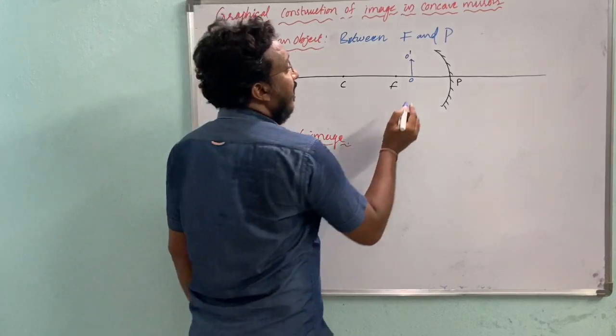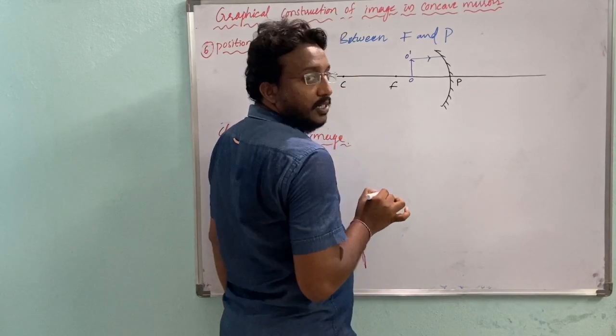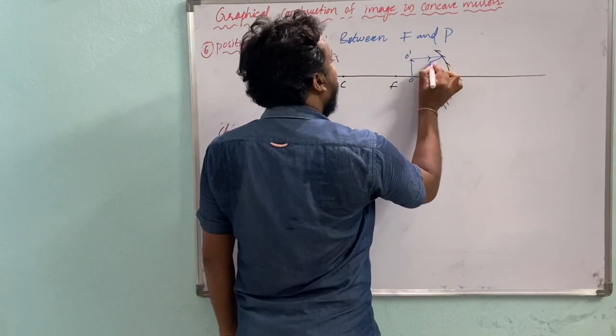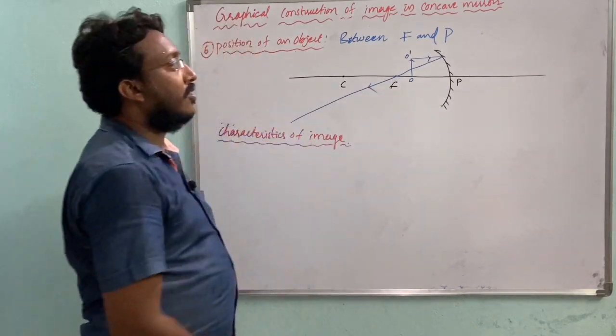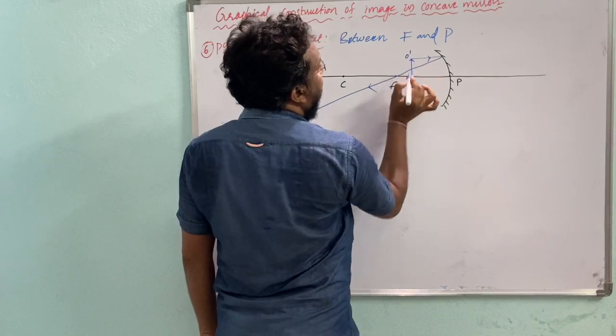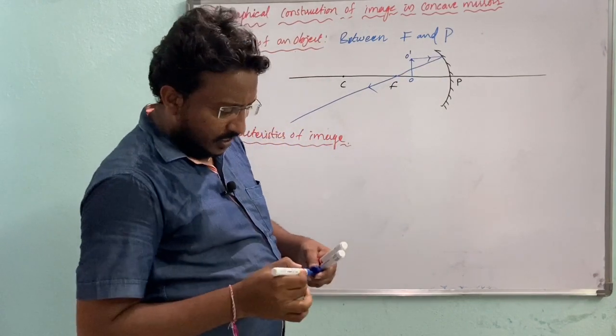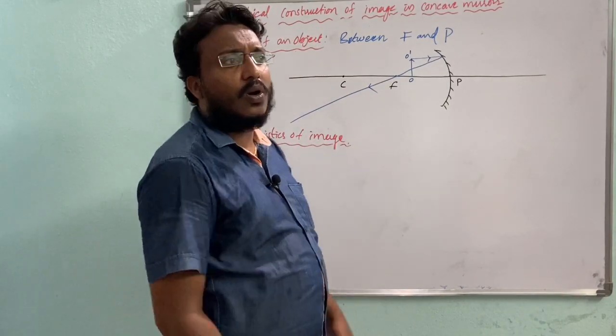Okay, then ray 1, incident parallel to the principal axis. Then after reflection it passes through the focus. Next, is it possible to draw the second ray? No. Then instead of that second rule, we follow the third rule or fourth rule.